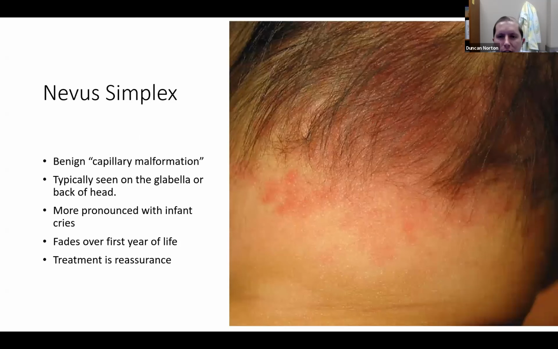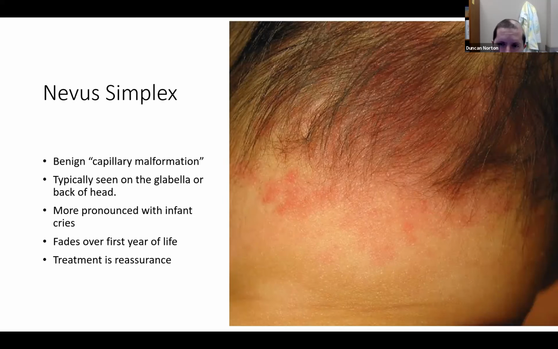Next, you have nevus simplex. A lot of people will call this a stork bite. That's the common layman's term. It's on the back of the head/neck. If you see it on the front, typically it's in between the eyes. A lot of people will call that an angel's kiss, at least around here. So that's the kind of common lingo.